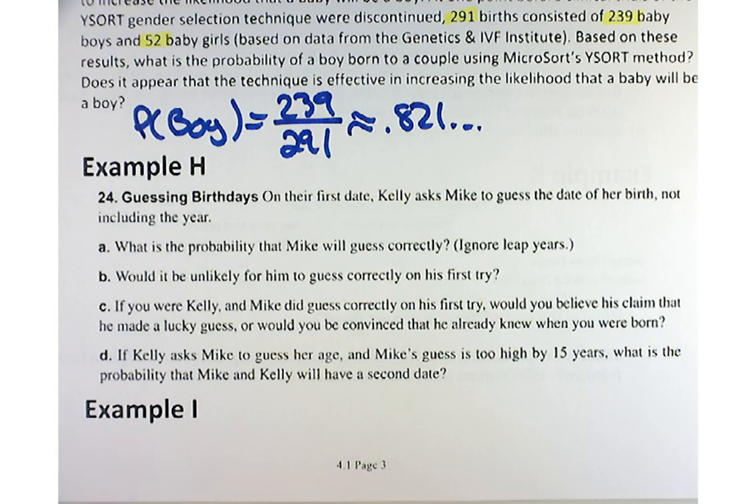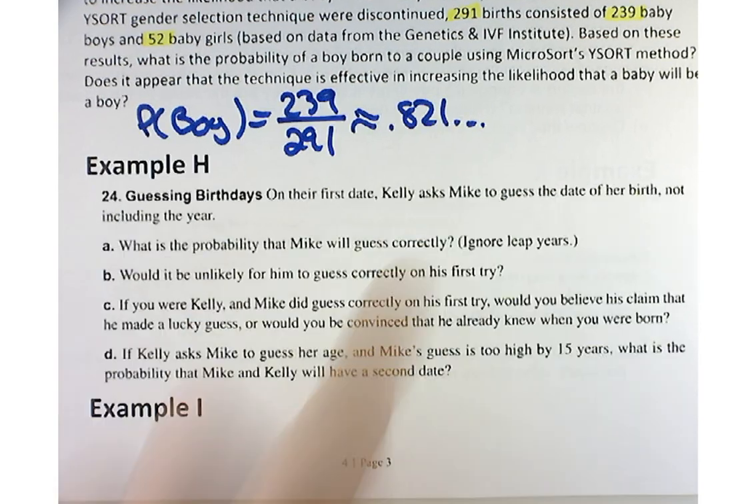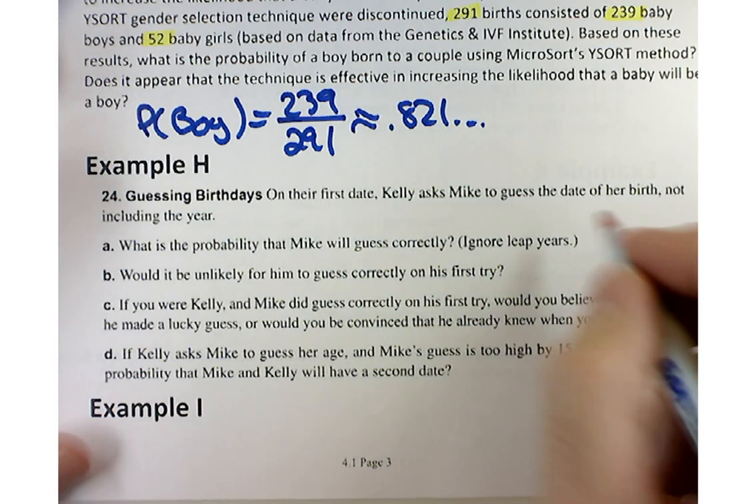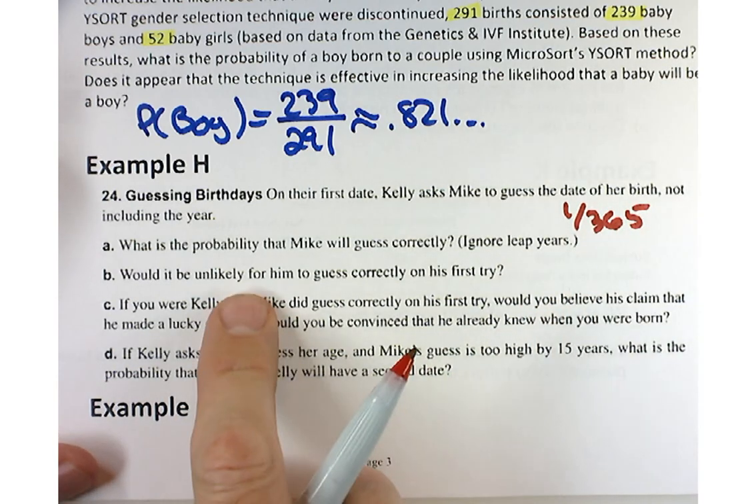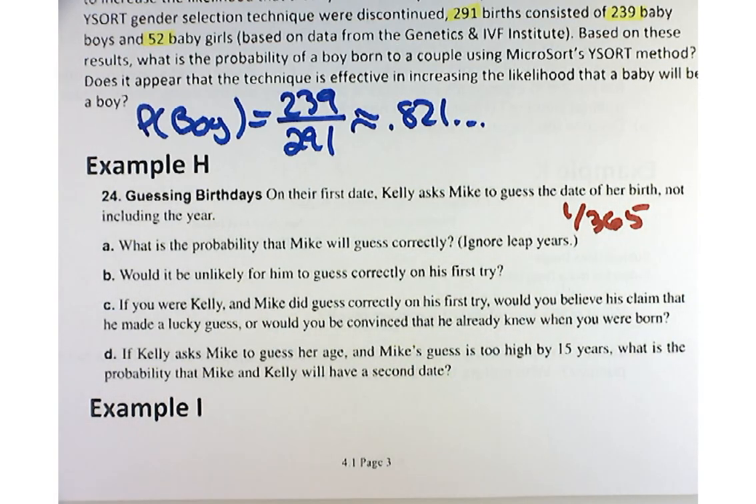But on their first date, Kelly asked Mike to guess the date, not the year, of her birth. What's the chance that he guesses correct? And we're not going to include leap years. Yeah, 1 out of 365. Would it be unlikely for him to guess correctly in the first try? Yes, it'd be very unlikely.